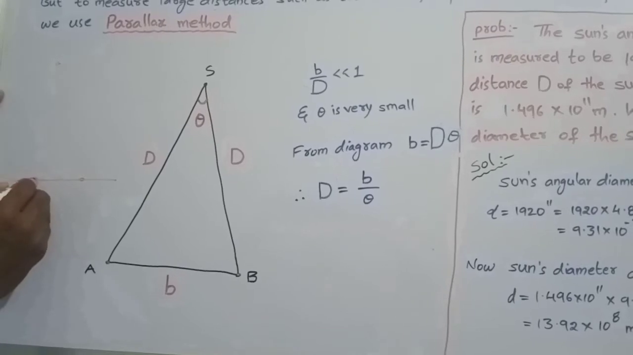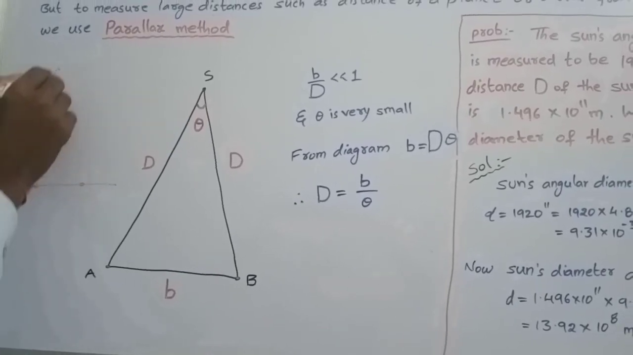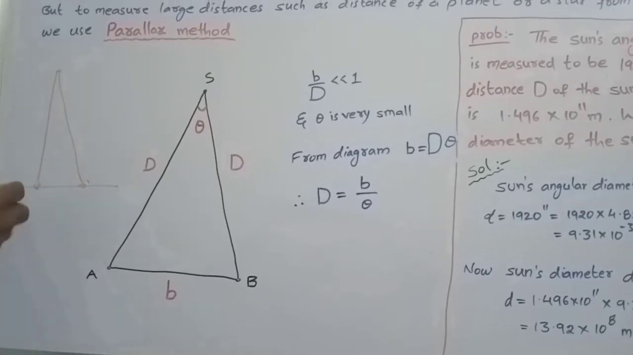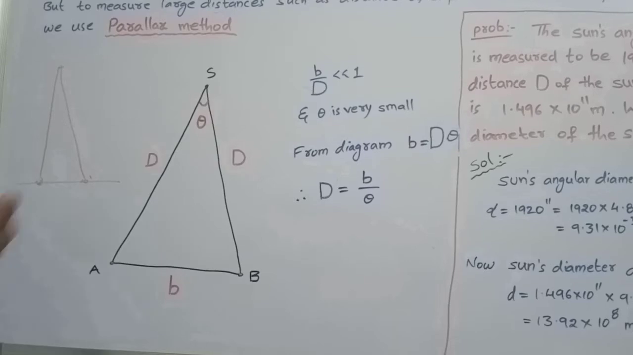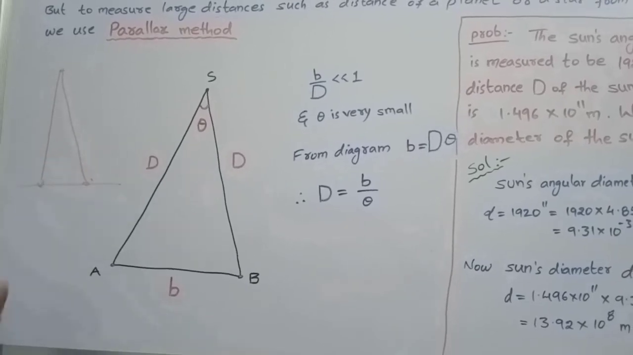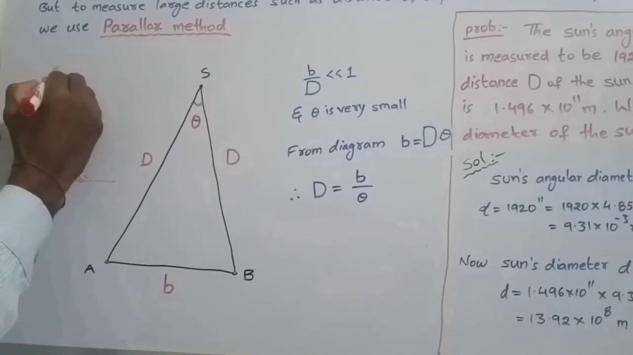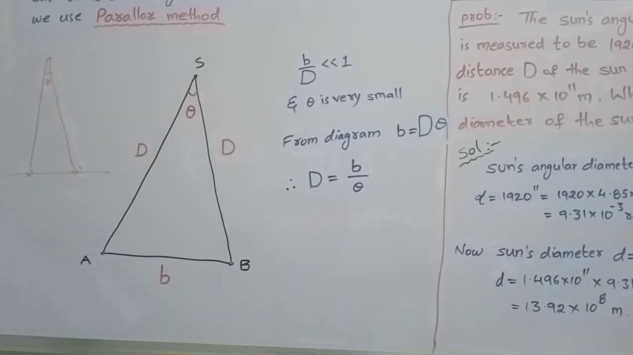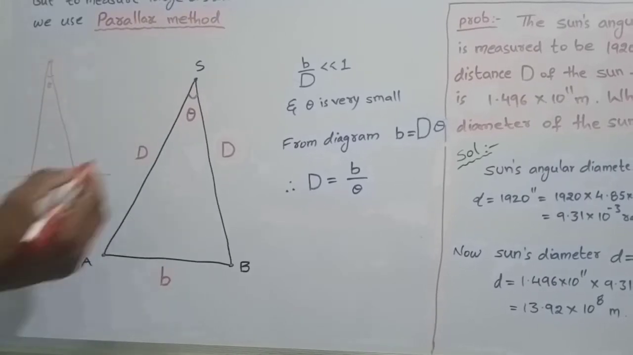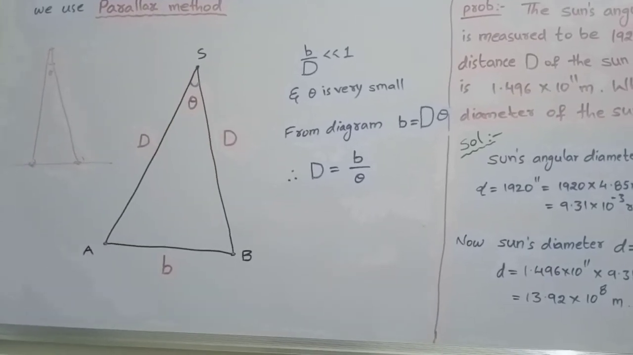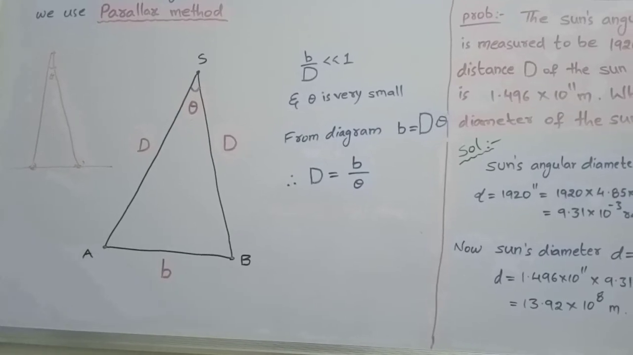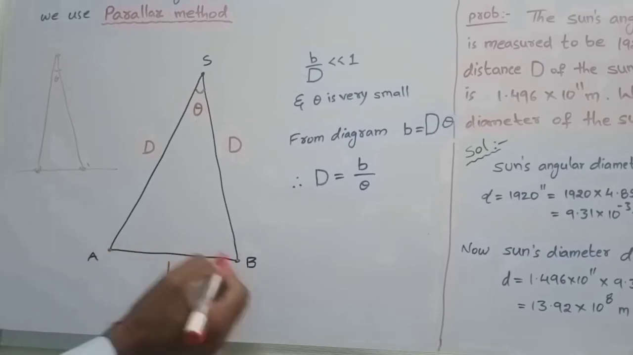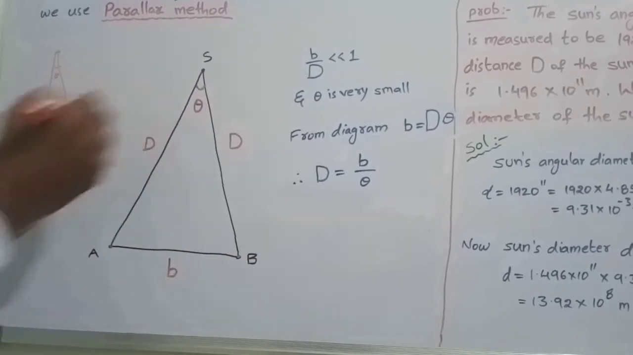By observing the star, we measure the angles, and by using geometry, we calculate the angle at the star. The angle made by the two positions at the star, theta, is measured. By using geometric laws, we find theta.